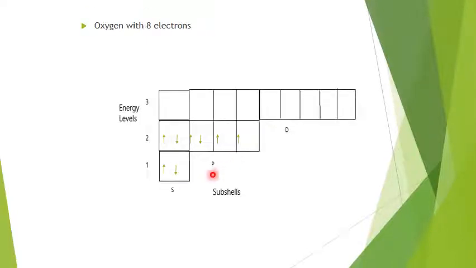Oxygen has 8 electrons. 1, 2, up, down, up, up, up. And then you can start going to down. So oxygen has a valence shell 2, and has 1, 2, 3, 4, 5, 6 valence electrons.